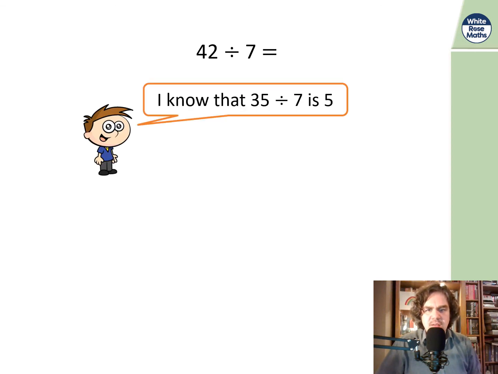I know that 35 divided by 7 is 5. So how can that help me solve 42 divided by 7? Have a think.